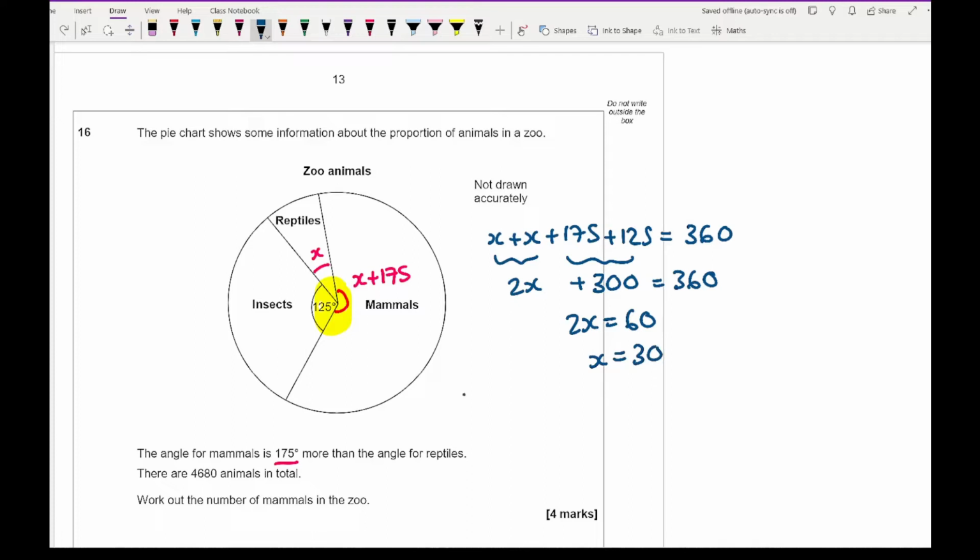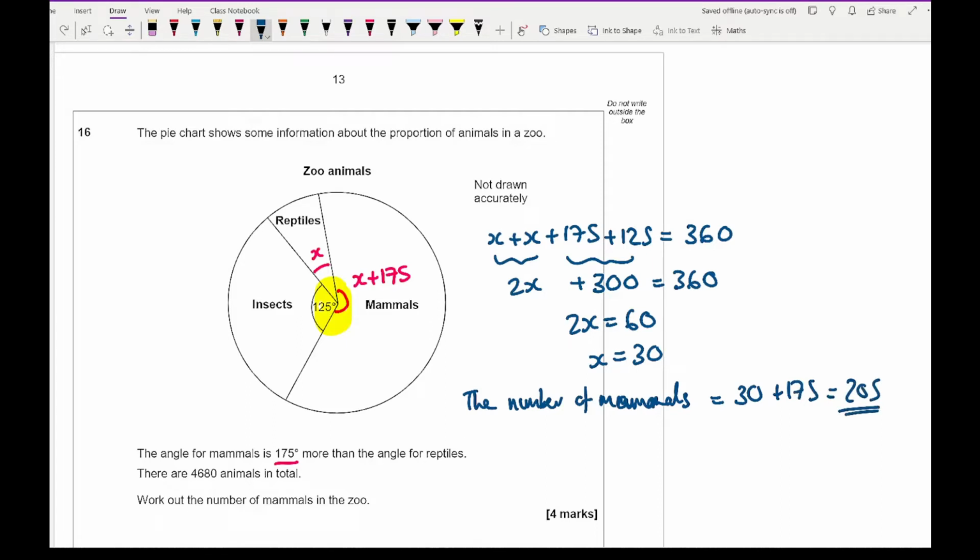So then from this, the number of mammals, if I can spell it, just about can, is going to be 30 plus 175, which is 205.